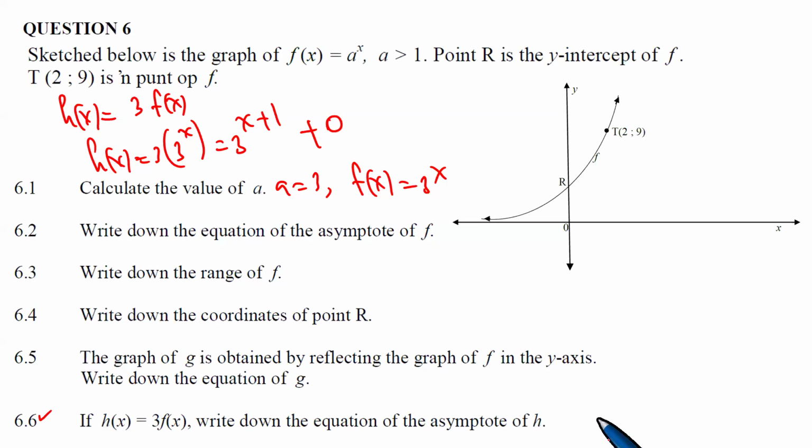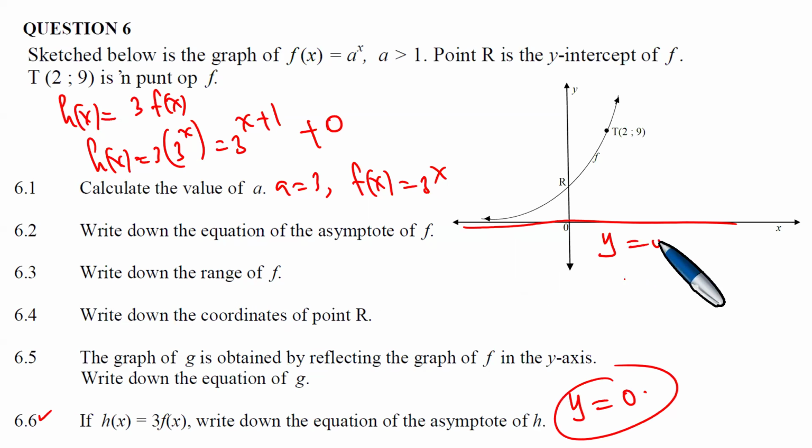The equation of the asymptote of h is still y equals 0, because that is what we have there. It is exactly y equals 0, or also the x-axis. That is the equation of the asymptote of h.